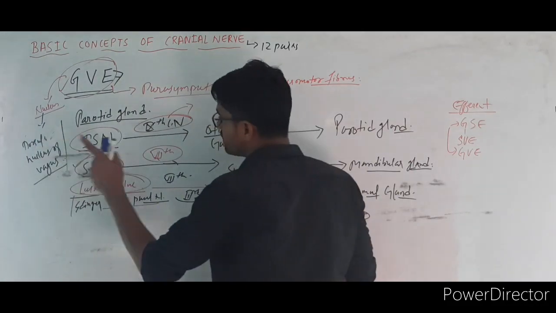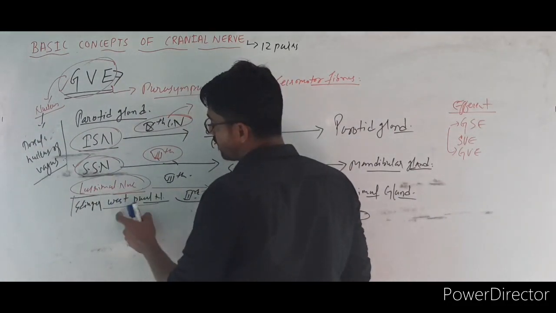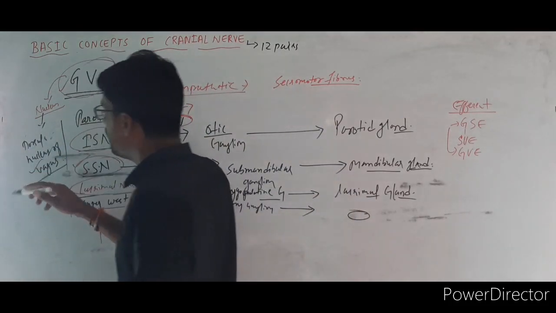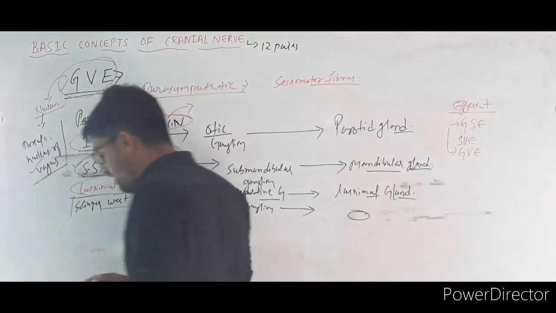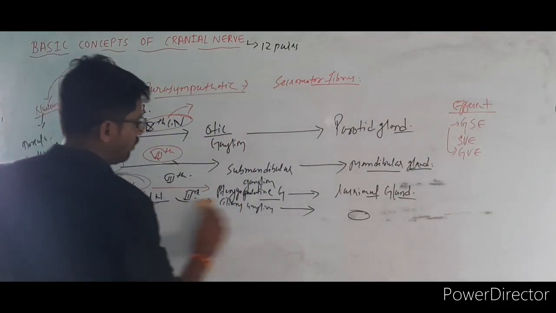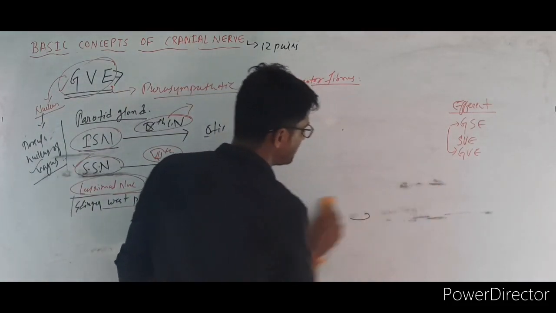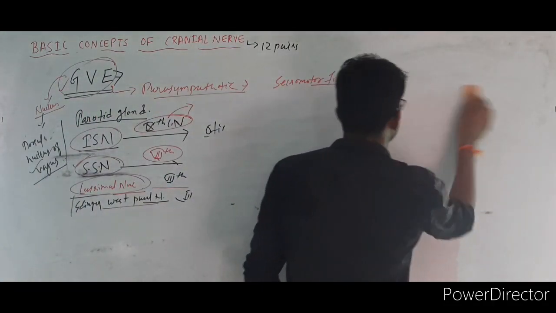So there are five nuclei: inferior salivary nucleus, superior salivary nucleus, lacrimatory nucleus, Edinger-Westphal nucleus, and the dorsal nucleus of the vagus. See, the vagus is here. When I explain the 10th cranial nerve, I will write these fibers also. Now afferent. Afferent is very simple. You know that all these fibers go from the central nervous system to the respective structures.